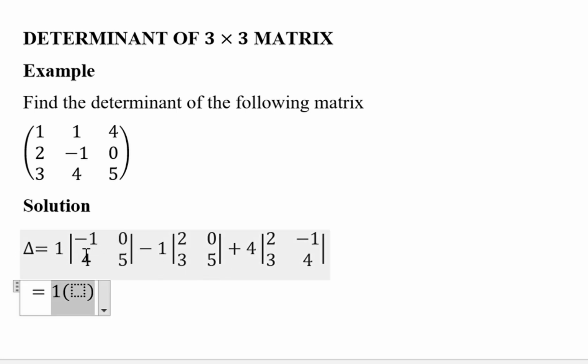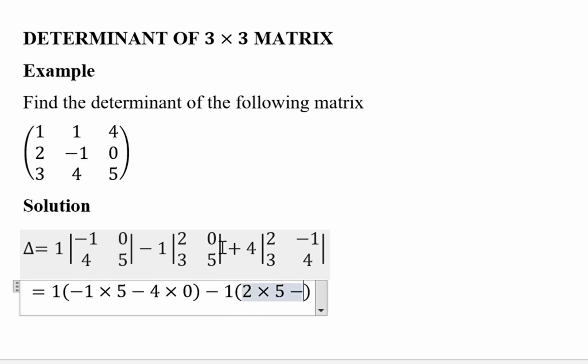Then for us to get the determinant of this 2 by 2 matrix, we take the elements in the primary diagonal, multiply them, and subtract the product of elements in the secondary diagonal from it. So we shall have -1 times 5 minus 4 times 0, then -1 into 2 times 5 minus 3 times 0, then plus 4 into 2 times 4 minus 3 times -1.